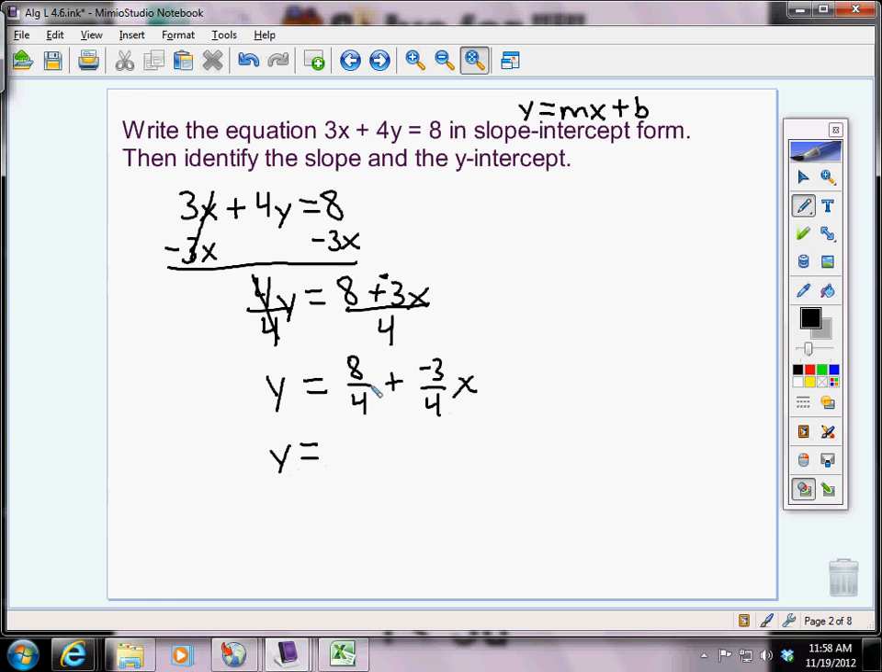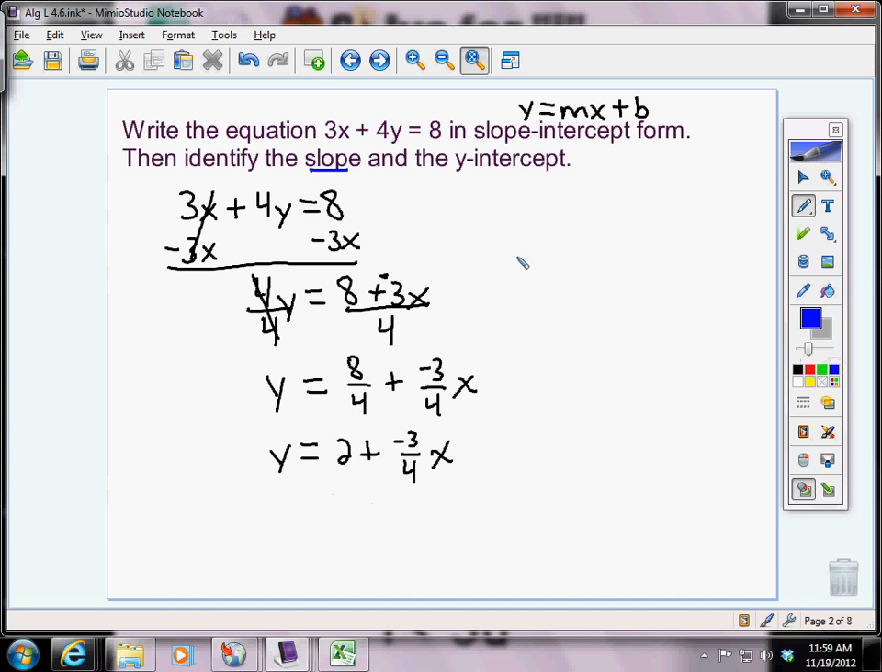Just cleaning it up a little bit, 8 divided by 4 is 2. And then we're going to leave this as -3/4 times x. Now if you look, that's a little bit different than this form. But it's addition, so we can have it in a different order.